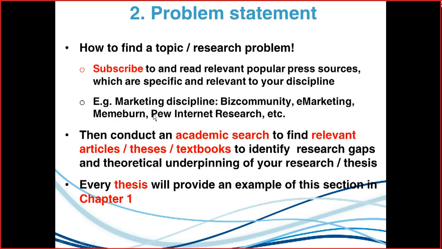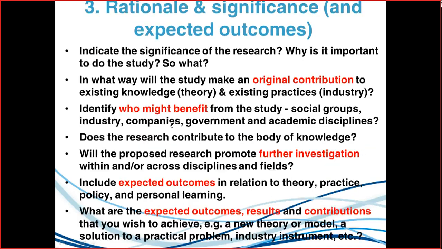How to find a research topic. So I just say again, subscribe to and read popular press sources. Look at sites for marketing in your industry. You have specific websites, BizCommunity, eMarketer, Pure Internet Research, and so on. Then conduct the academic search to find articles, theses, and textbooks, and then identify the research gaps. Every thesis will help you, besides every introduction of a journal article will help you in this regard.